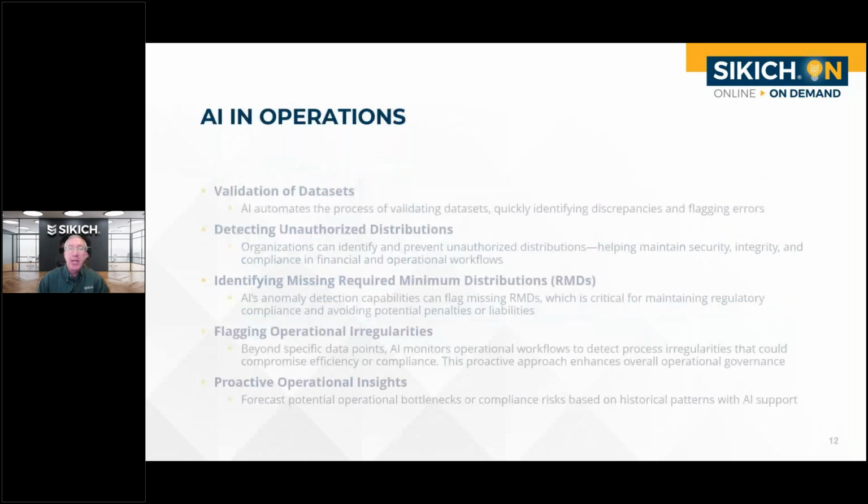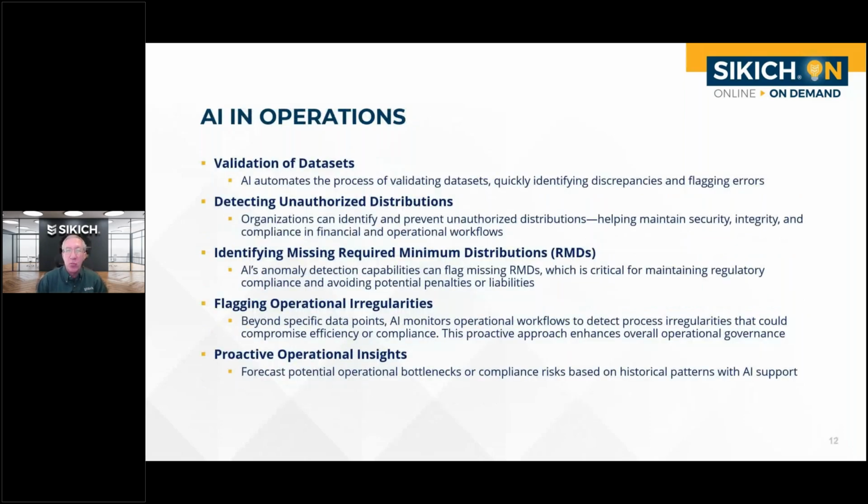In the area of AI and operations, it plays a key role in ensuring efficiency, compliance, and integrity within your organizational series of processes. So let's explore some of its key applications. First, you've got the validation of data sets. AI can help process the actual validation of your data set, quickly identifying discrepancies and flagging errors. For example, it can help potentially detect an untimely remittance in a financial record and ensure the data meets required standards before being used in your actual decisions.